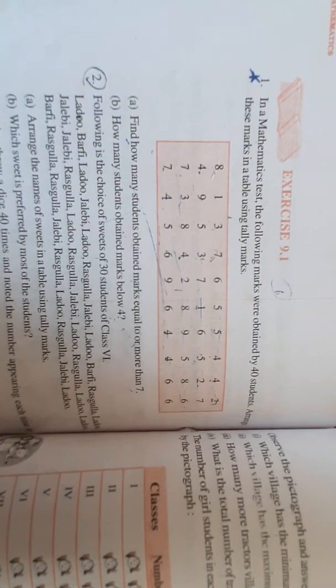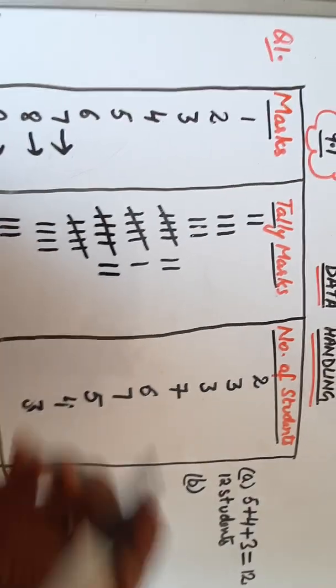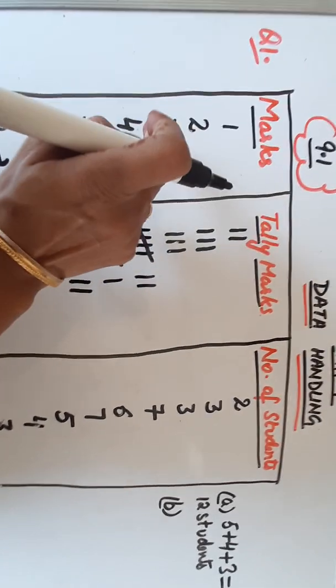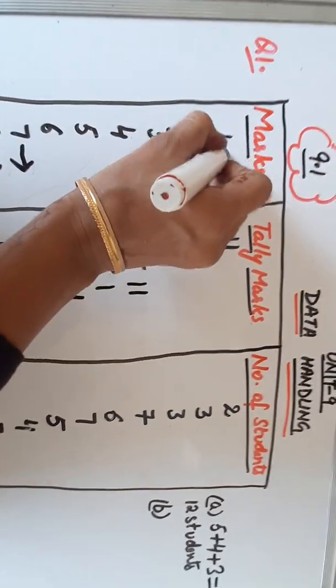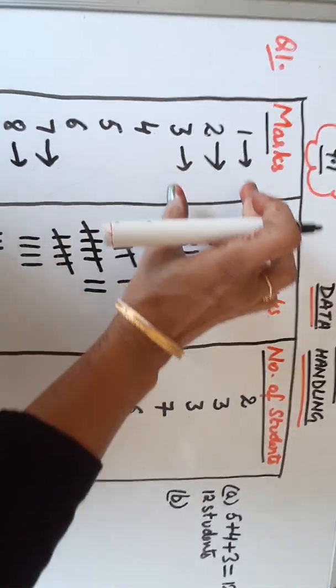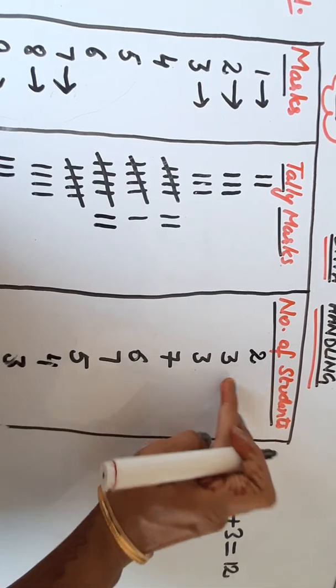B part is how many students obtained marks below 4. कितने बच्चे हैं जिनके मार्क्स 4 से कम हैं. So below 4 means 3, 2, 1. जो 4 से कम मार्क्स, 4 से कम में 1 आ जाता है. 2 is less than 4, 3 is less than 4.